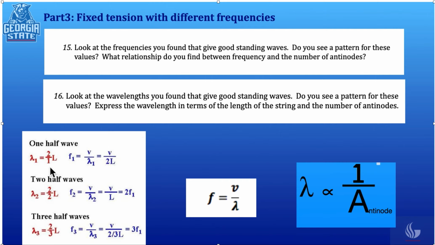You know that when there is 1 loop, lambda is equal to 2L. When there are 2 loops, lambda becomes L. And when there are 3 loops, lambda becomes 2 by 3 L. So from these values, how can you conclude the relationship between the wavelength and the number of antinodes?